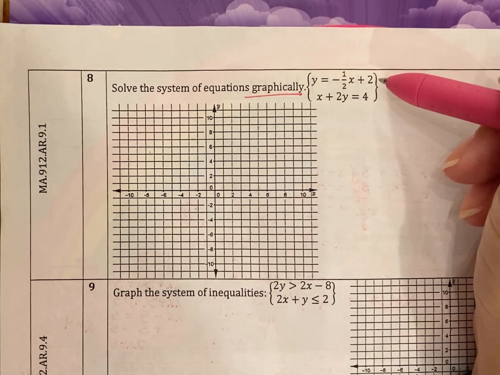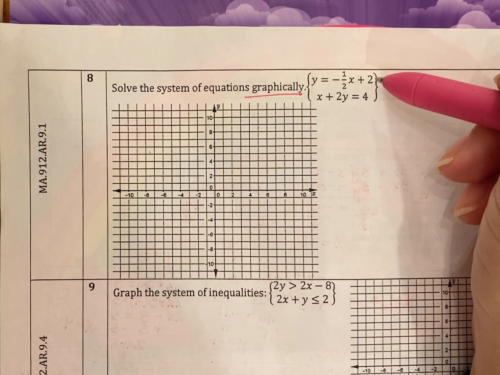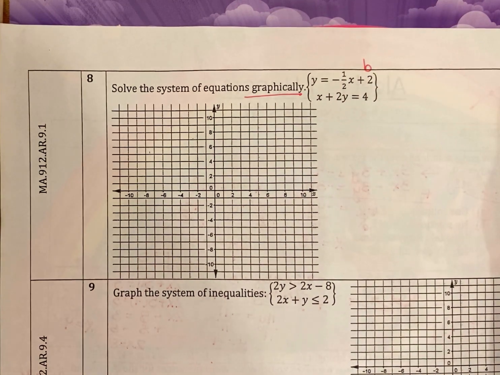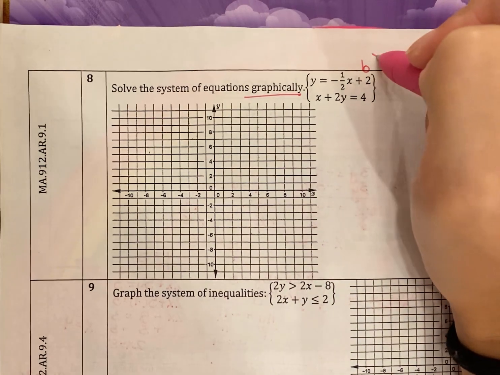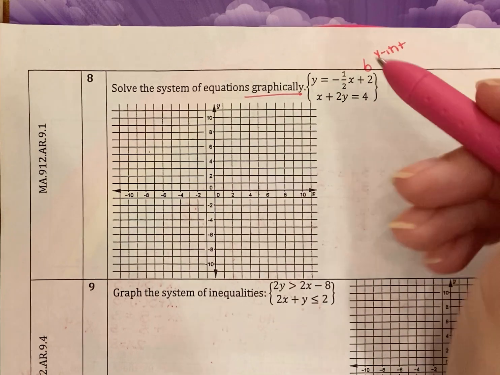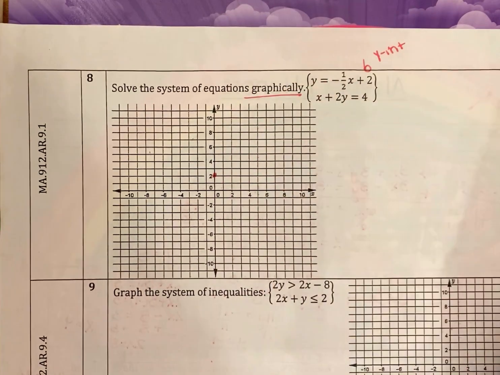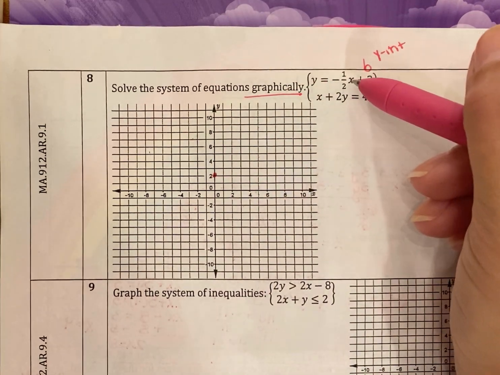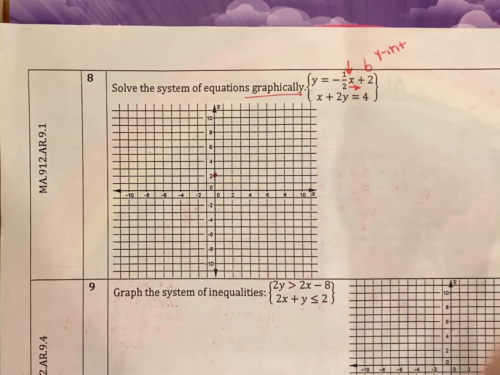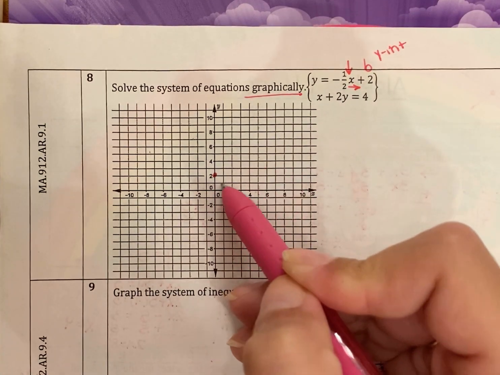This is already in slope-intercept form, which is y equals mx plus b. b is where you begin. So I'm going to start at +2. This is the y-intercept. So on the y-axis, I start at +2, put a point. The slope tells me how much I'm rising and running. Since it's negative, I'm going down 1, to the right 2.